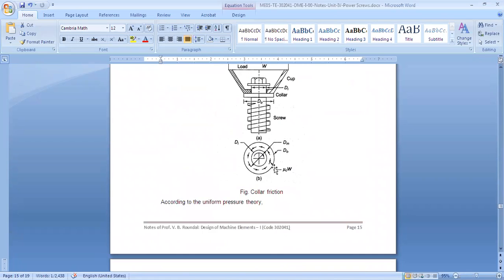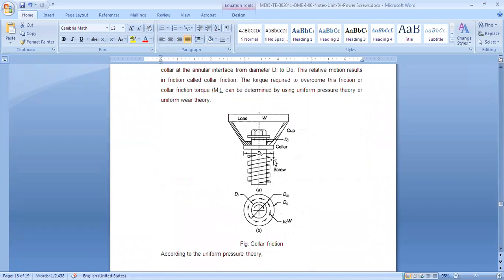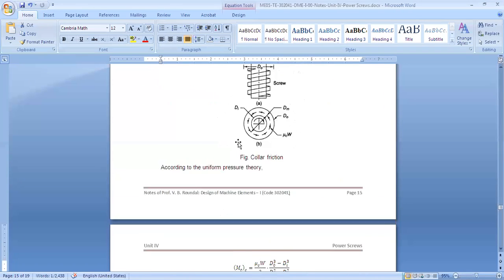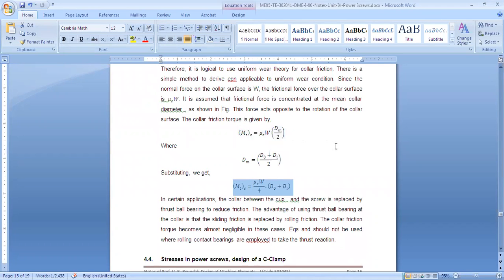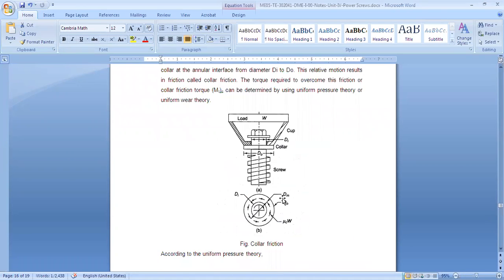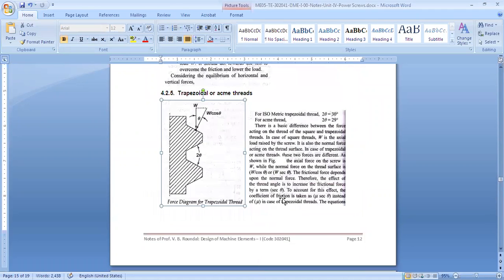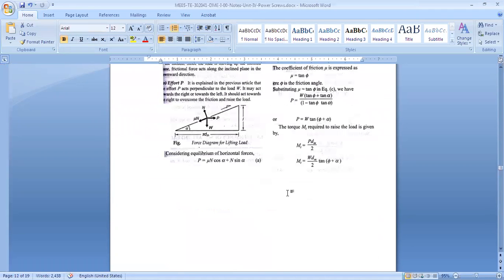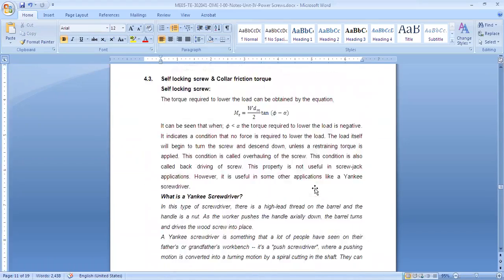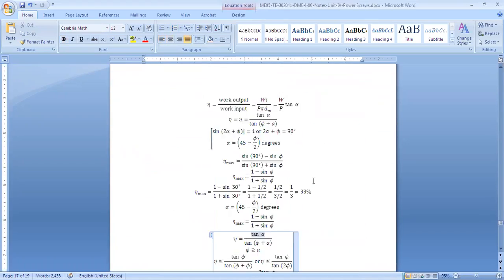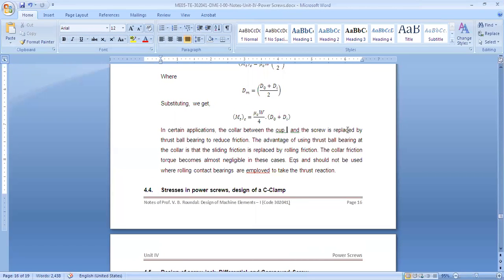And then we have seen collar friction torque, that is MTC. We have come to the conclusion that the torque required for collar friction is mu c W into dm by 2, where dm is the mean collar diameter. And we will add this to the equation to raise or lower the load. That is, the torque required to raise the load is W into dm by 2 into tan (phi plus alpha). We'll use these two combinations to find out the total torque to raise or lower the load. So these are the concepts for today's lecture.